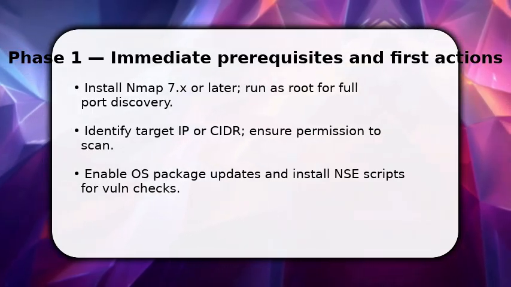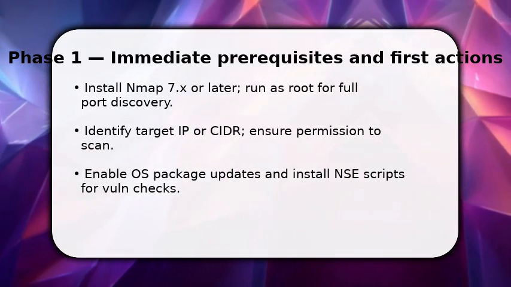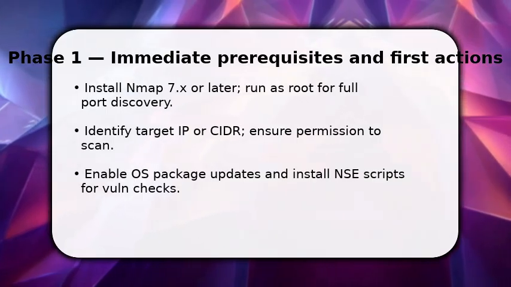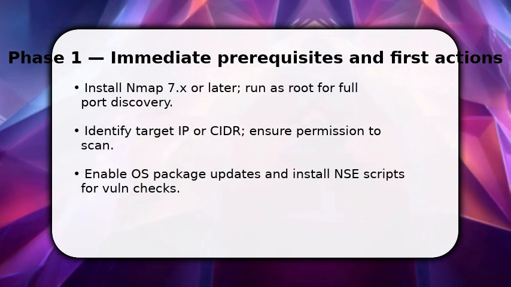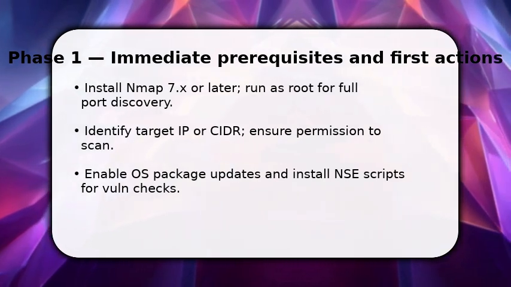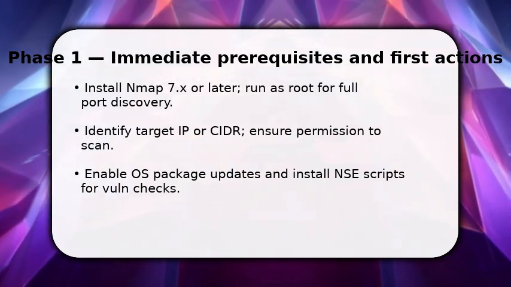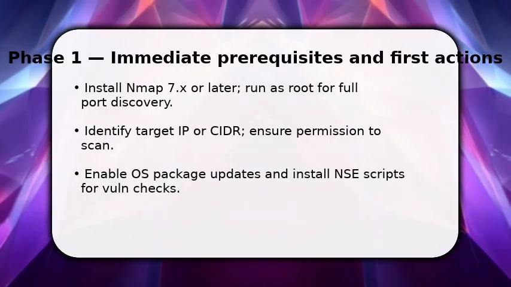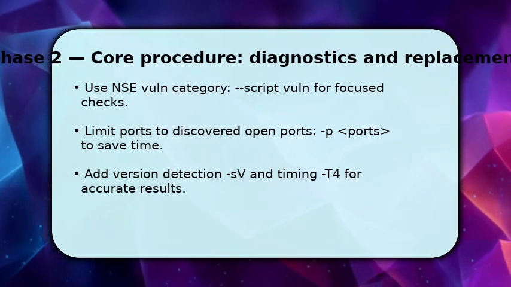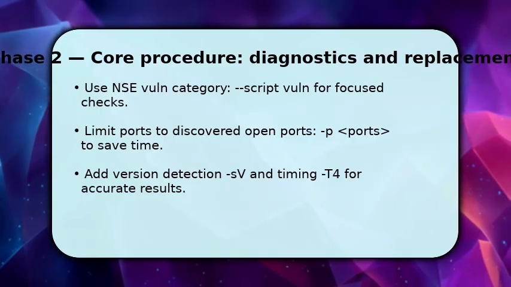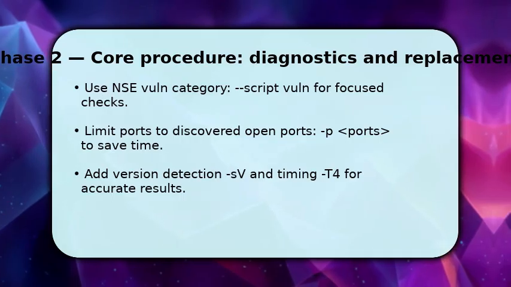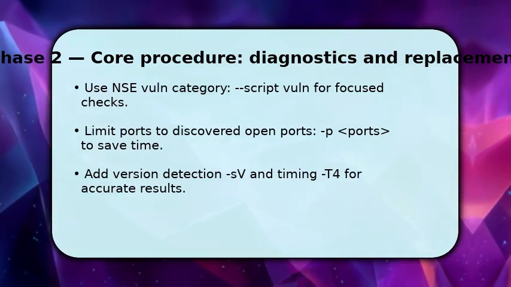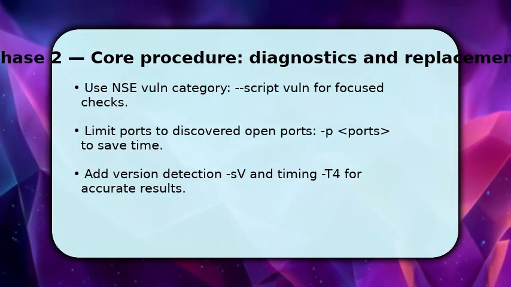Make sure to update your Nmap script database with sudo nmap --script-updatedb, so vulnerability scripts will run correctly when you proceed. Once you have open ports, run targeted vulnerability checks with Nmap's NSE: sudo nmap -sV -p22,80,443 --script vuln target. This runs vulnerability-focused scripts against services found. -sV fingerprints versions, so checks match known issues.